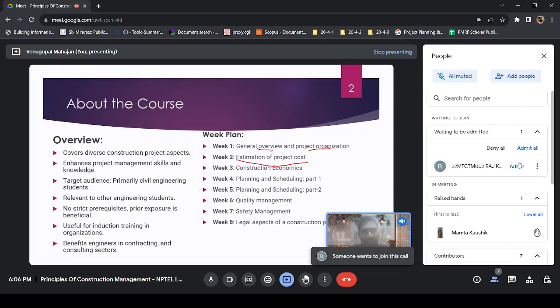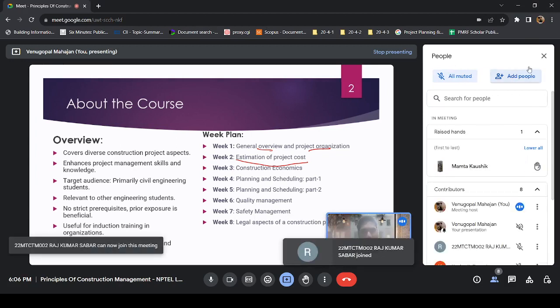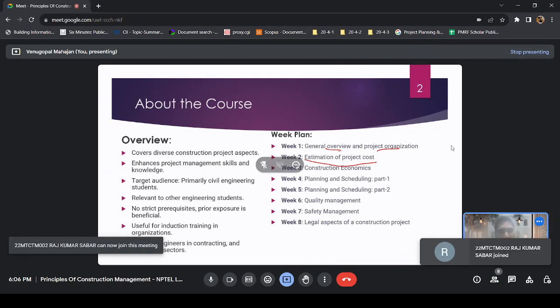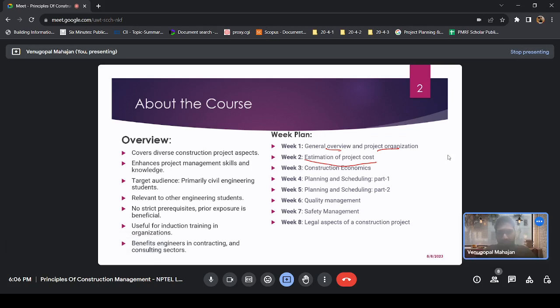I think every one of you agrees that we have to focus on project cost, right? We have to manage it, right? Or anybody who feels that we shouldn't give undue focus on project cost.